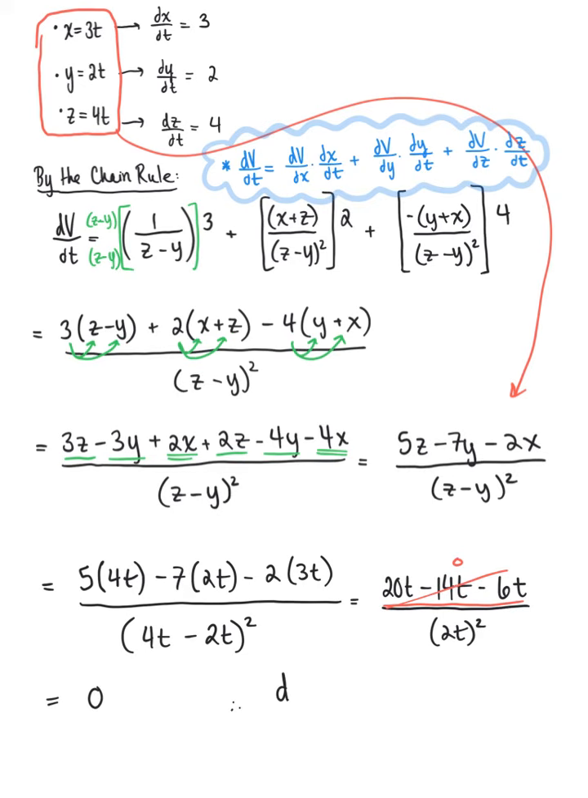So therefore, the derivative of the function v with respect to t equals 0. And that is our final answer.